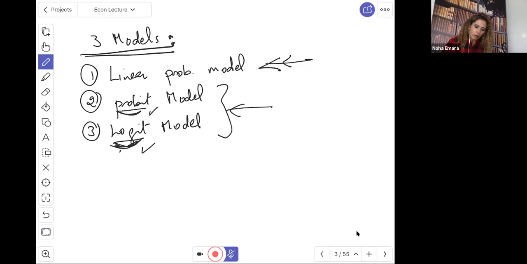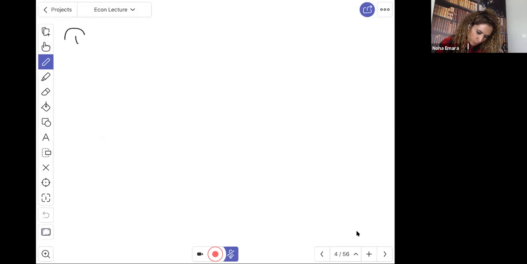And both are going to give me very, very close results. So let's start. Again, I said that I do not prefer to use the linear probability model because it has some disadvantages, but we have to go through it first. The linear probability model, as the name suggests, is linear, okay?